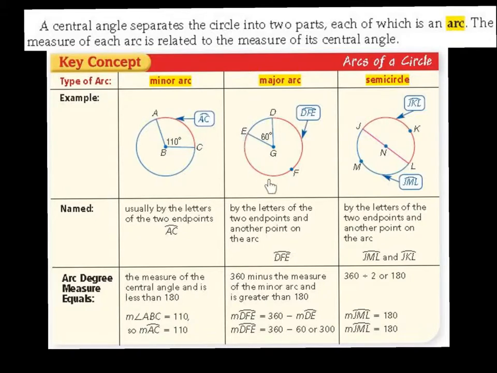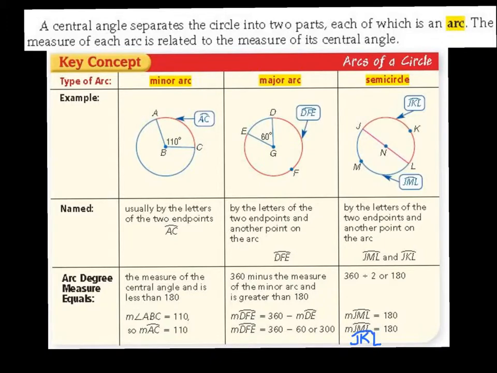A major arc is named by the letters of the two endpoints and another point on the arc, something in the middle, like an angle. So 360 minus the minor arc is greater than 180. So in this case, our major arc is 300. And then of course the semicircle is half the circle. So it's named by the letters of the two endpoints, again, just like the minor arc, and another point on the arc, just like the major arc. So yes, 360 divided by 2 is 180. So both ways, yep, it's always going to be 180.